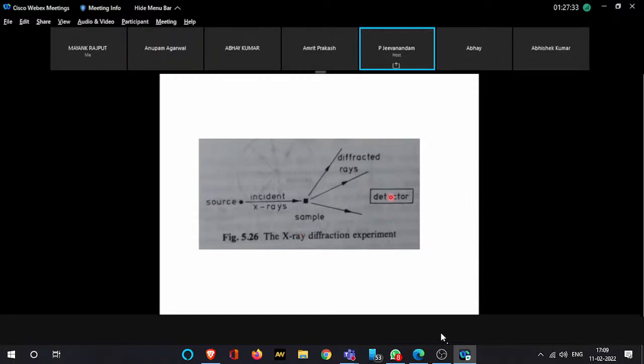Remember, the detector's job is to capture the diffracted X-rays. Now the question is, whatever wavelength you are putting in and whatever wavelength is getting diffracted, are they different? The answer is no. For example, I use a copper source for X-rays, and the wavelength will be 1.54.